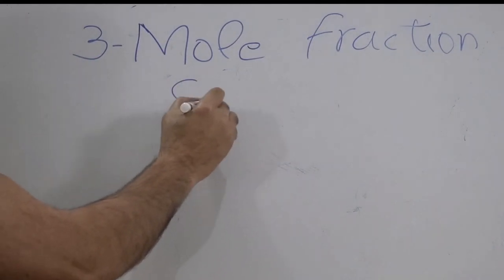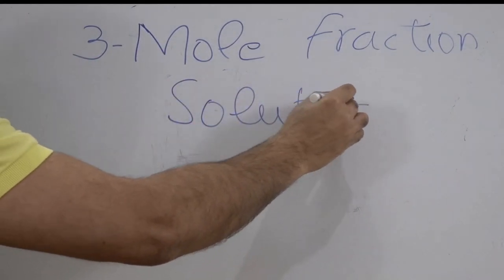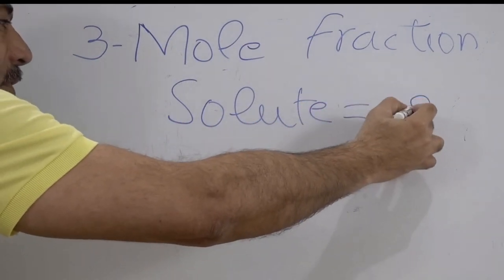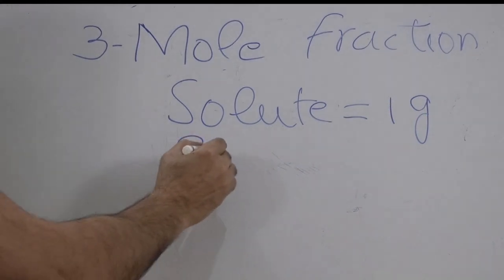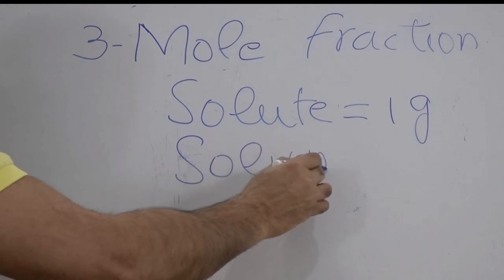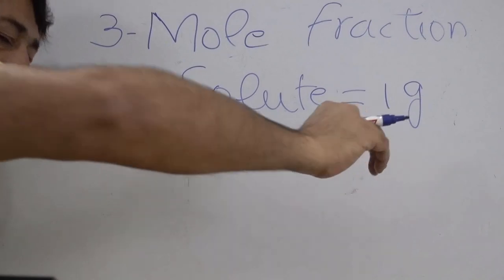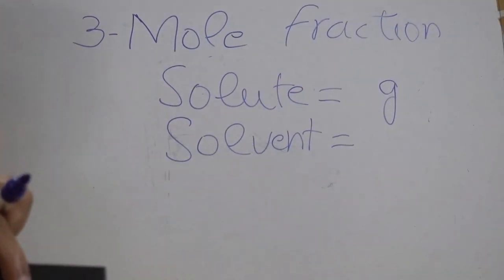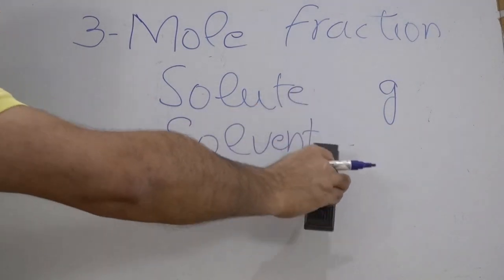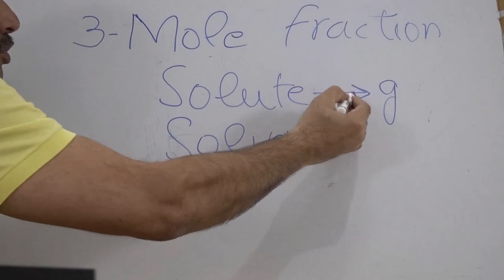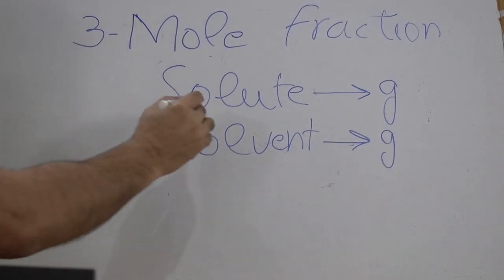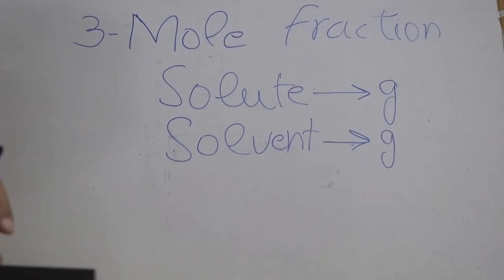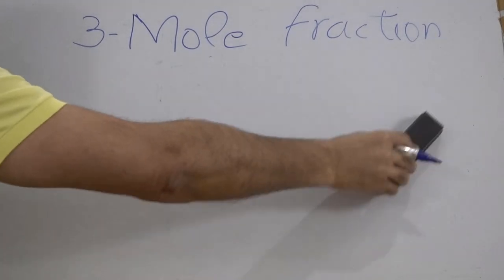Let us now understand mole fraction. Here the solute is also to be taken in gram or its mass, as in the other concentration terms, molarity and molality, and the solvent also. Solute is also taken in gram and solvent is also taken in gram. And then we have to find out the number of moles of the solute and solvent. How? Let us understand through an example.